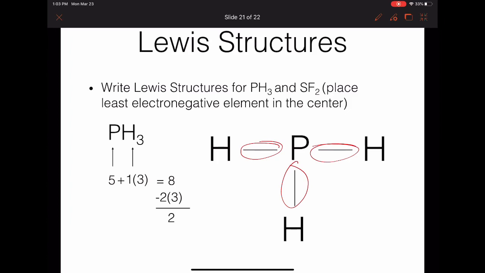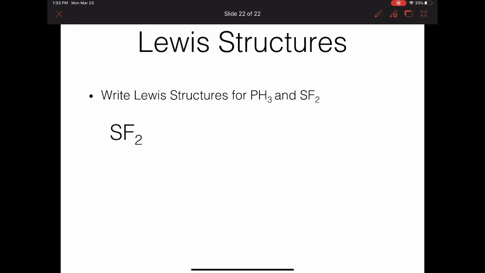Where do those 2 electrons go? They can't go on any hydrogen, so the only place that's left for them to go is on the phosphorus. You can see here we've observed each hydrogen's duet rule. We've observed the octet rule for phosphorus. Each of these contain 2, so we had 2, 4, 6, and then we have an additional 2 on the phosphorus. So every element is happy here.